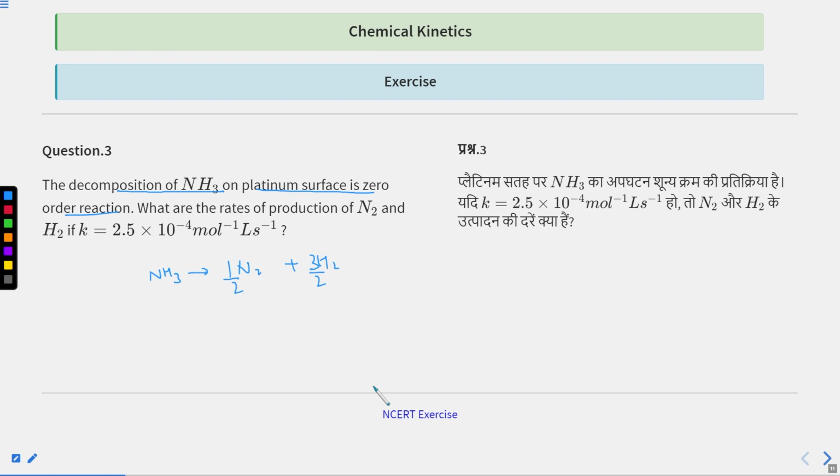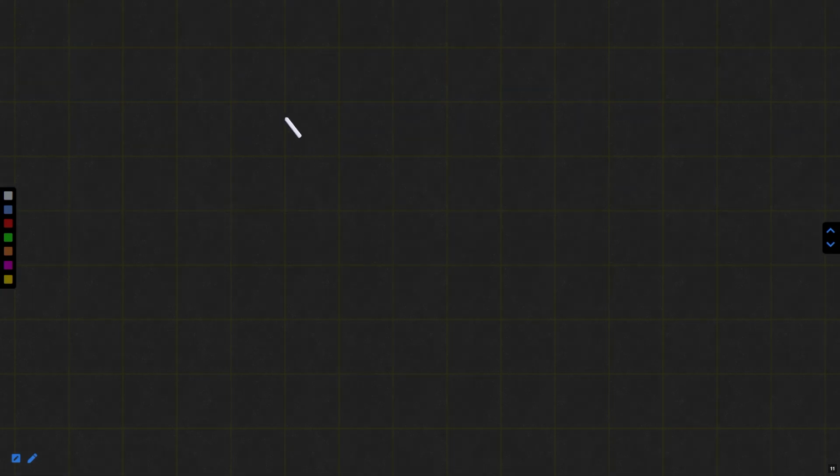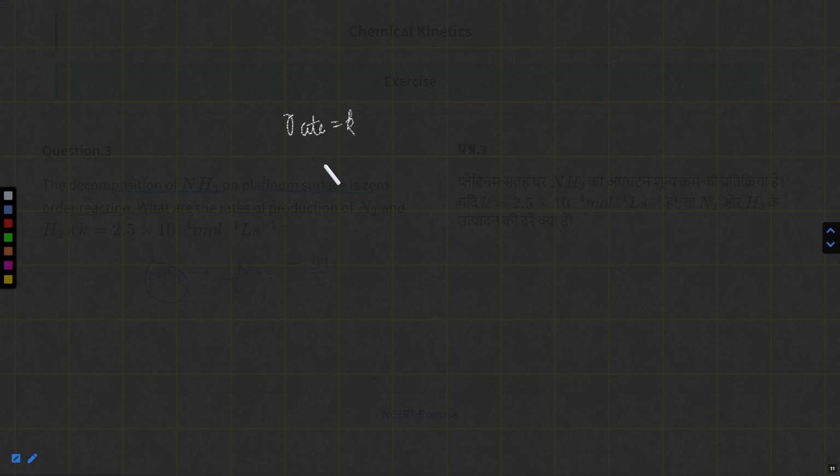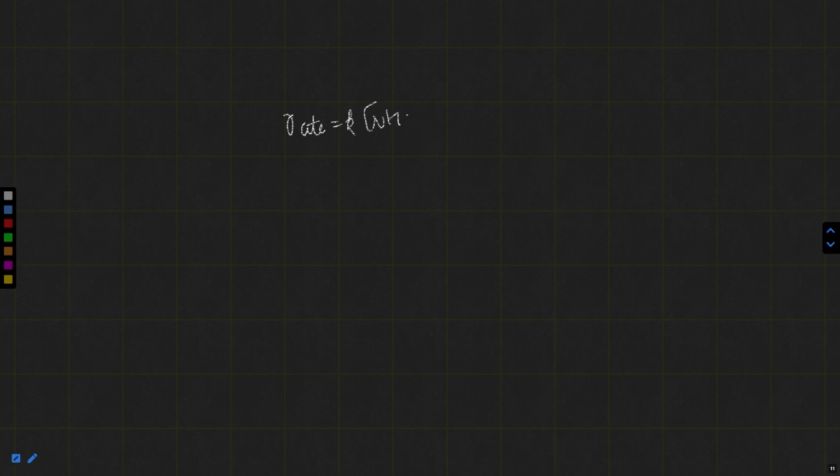Okay, so first of all, how can we write the rate expression? It is written as rate equals K times the reactant, NH3, raised to the power n. But it is given that n equals 0, so NH3 raised to the power 0 will be 1. So rate will simply equal K, and this value is given as 2.5 into 10 to the power minus 4 mole per liter per second. Clear? Okay.